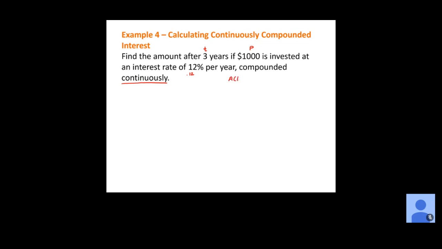So I'm going to say A of T equals P times E to the RT. So now we just substitute everything in there. We're looking for A of T. Our principal is 1,000. E is just E. Our rate is 0.12. And our time is 3. Okay. So go ahead and try that now and see what you get for your A of T if we compound continuously.